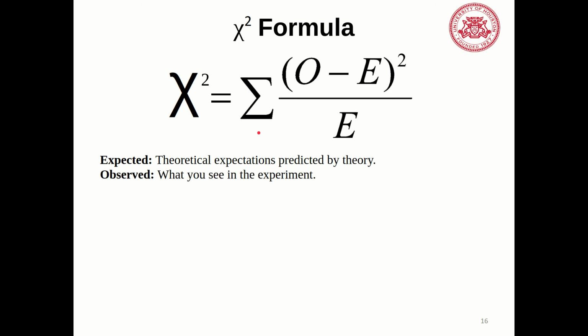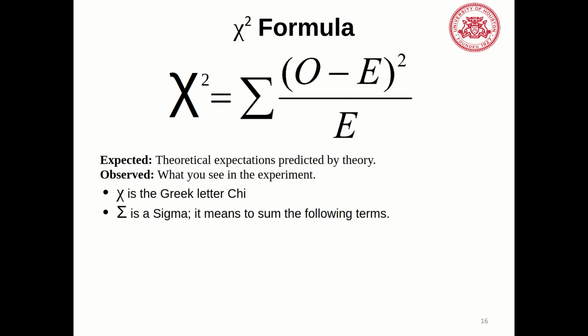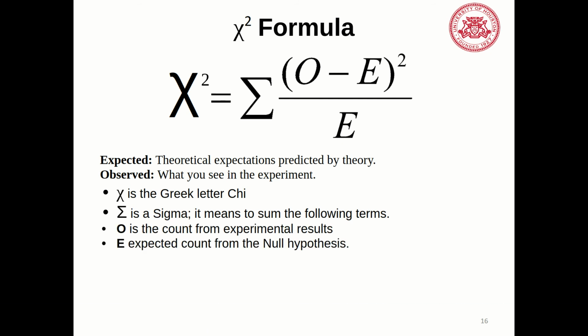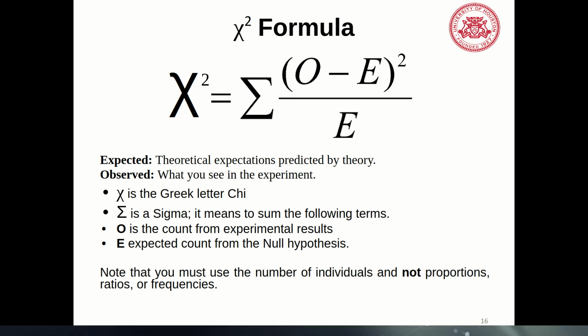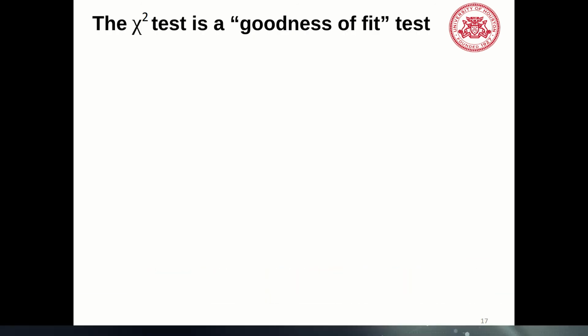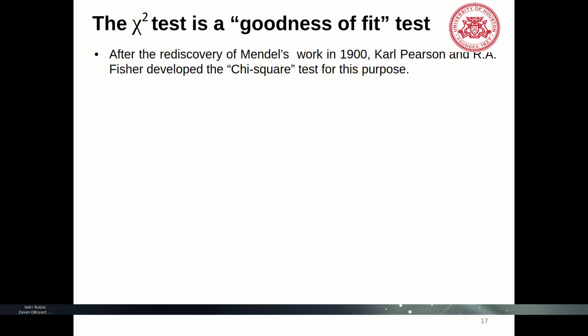And I will do this as an example. The expected is what you expect by theory, and the observed is what you actually get as a result. So the O is what you actually saw. The E is what the theory, your model, says you should be getting. All right, sigma means a summation. O is our experimental results. E is the expected count from the null hypothesis. Note that you must use the number of individuals and not the proportions, ratios, or frequencies. That's correct. This is a goodness of fit test, and it works well.